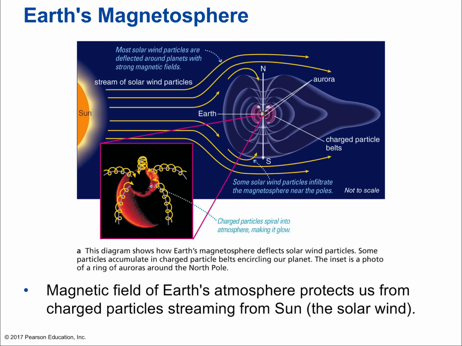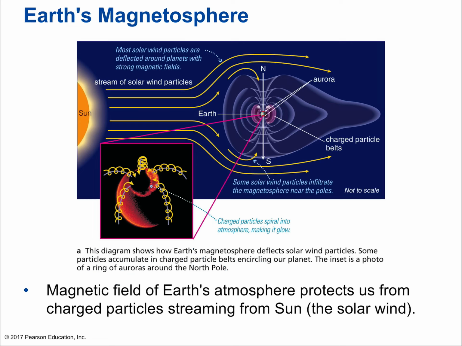Let's get more into it because we're talking about details of atmospheres. Okay, so the magnetic field of Earth's atmosphere protects us from charged particles streaming from the sun, the solar wind. How does it do it? Well, it redirects those particles because the magnetic field affects those charged particles' trajectories. Okay, they experience a force due to the magnetic field because they're charged.